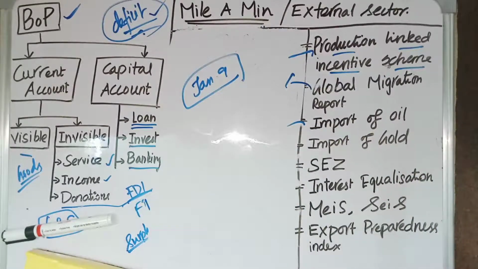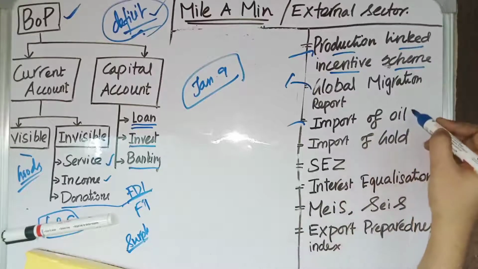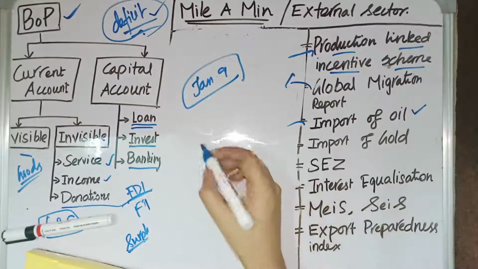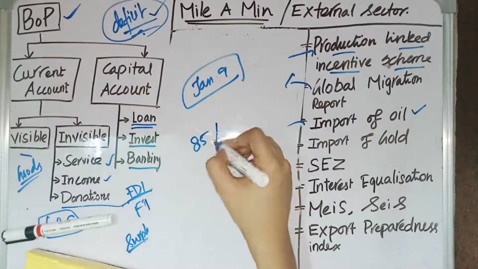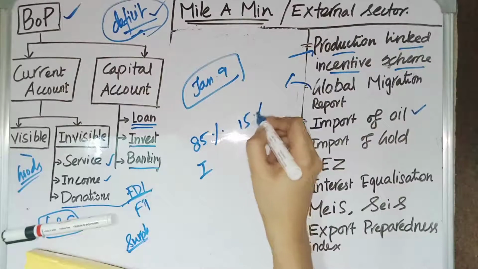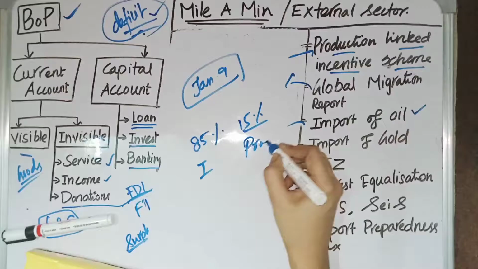Then let us go to import of oil. So we have already seen the top imports as well as the top exports of India. The top import of India is oil. Crude oil is the top import of India. So we should reduce the crude oil imports. Why? Because 85% of the crude oil which we need is imported, whereas only 15% of the crude oil which we need is produced in India.